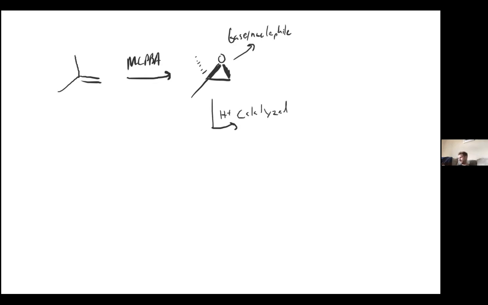And this is what we think of when we had something like, for instance, H3O plus. So our MCPBA and H3O plus always leads us to the anti-alcohols. But we're going to start with this base catalyzed one.